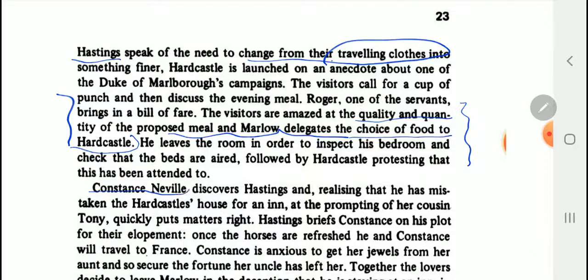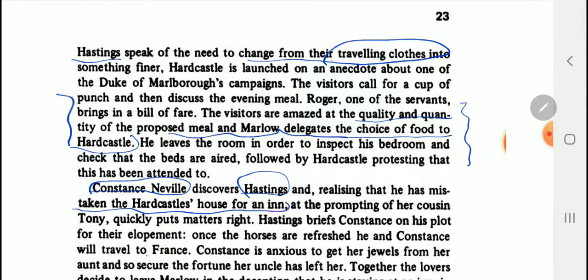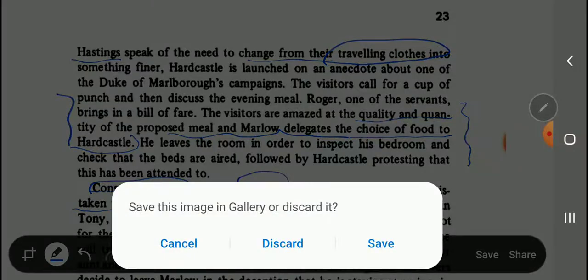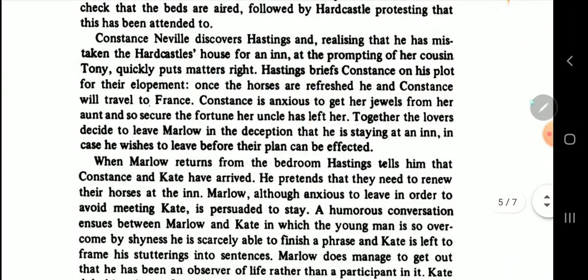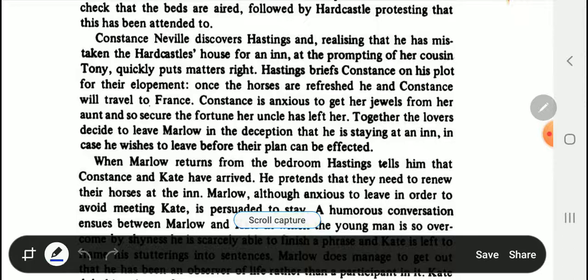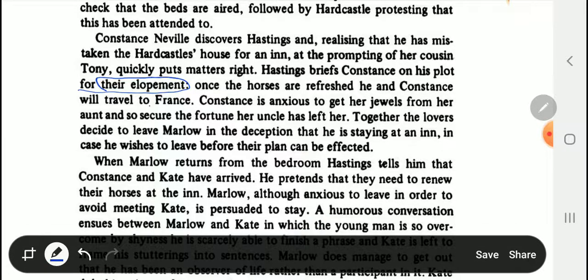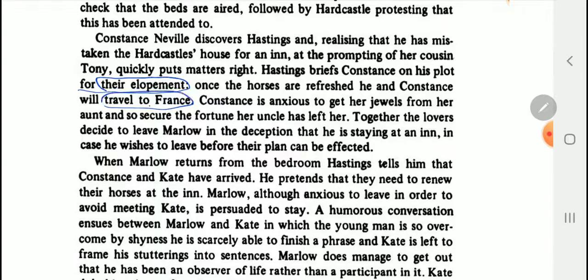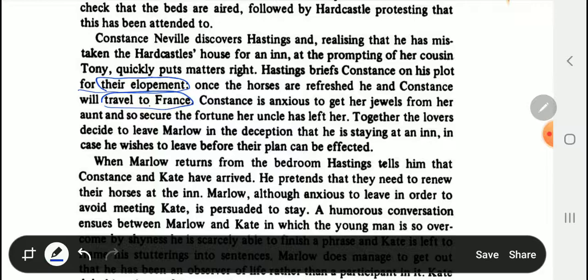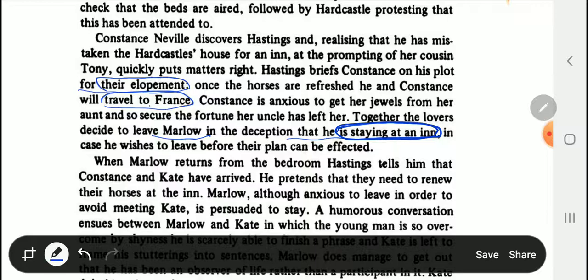Okay, so Constance Neville discovered that Hastings was mistaking Hardcastle's house for an inn. So Constance Neville told Hastings that this is not an inn actually, this is Mr. Hardcastle's house. And they were truly afraid to tell Marlowe because they wanted to run away, for their elopement, as I already explained to you at the beginning of the play. They wanted to travel to France and get married there. So they wanted to leave Marlowe alone in the deception that he's staying in an inn. Because if they told Marlowe, then Marlowe would leave the place and Constance Neville and Hastings would not be able to run away.